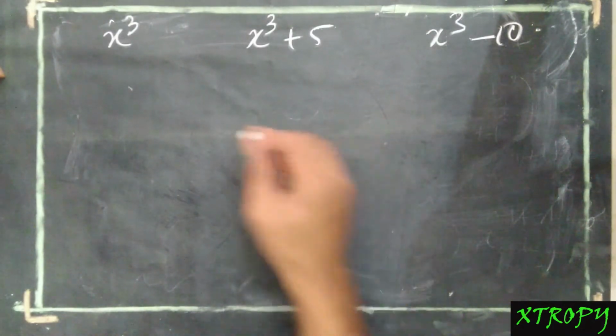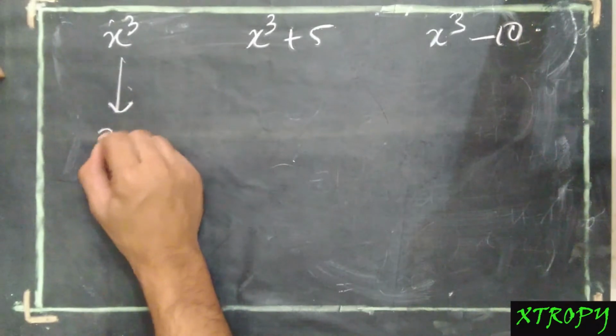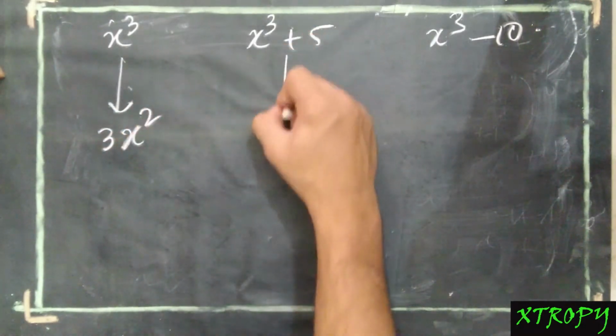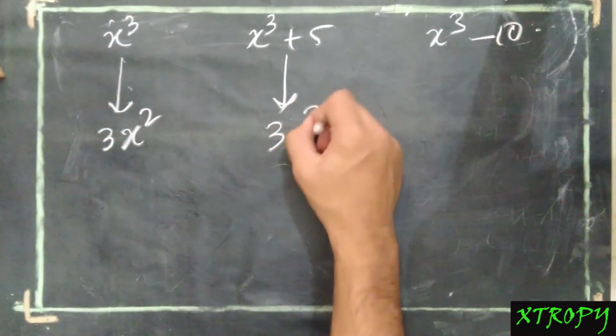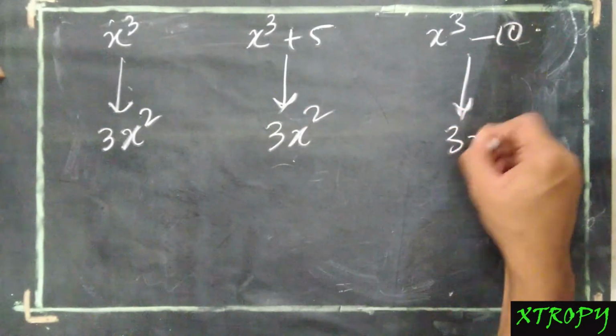So you solved it, right? The differentiation of this with respect to x gave you 3x square. This one also gave you 3x square. This one also gave you 3x square.